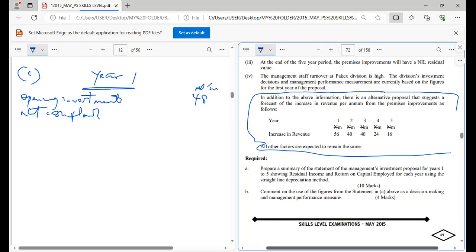So that means if we are to now calculate the residual income and ROC for this alternative proposal, we are looking at it that this alternative proposal will not just give a straight revenue, just like we have 40 million in the previous one. It will give different revenue: 56, 40, 40, 24, 16. We are only looking at year 1. So what is the net cash flow of year 1? Recall, what's the additional information that we have in relation to revenue?